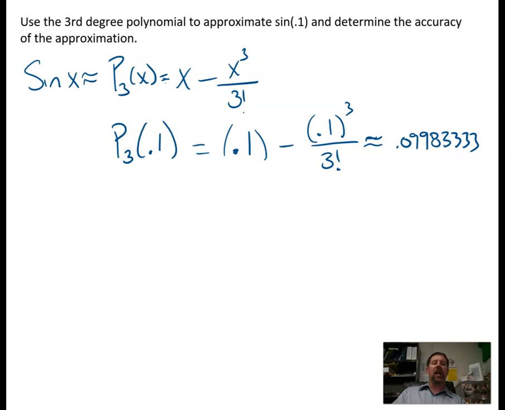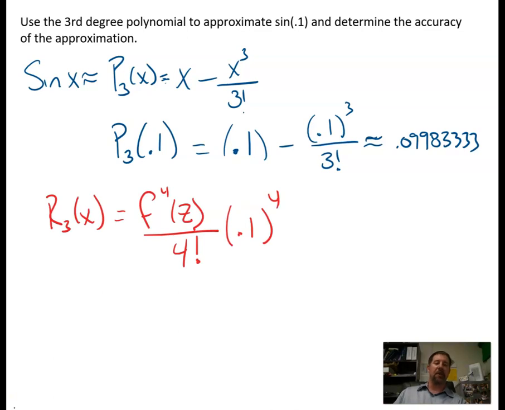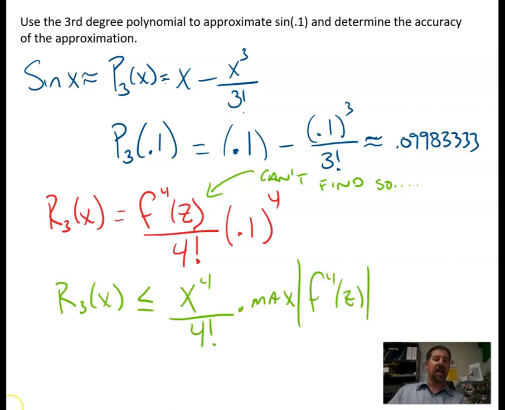Now the question just becomes, how accurate is that? Well, let's look at the remainder, that part that's left over. To find the remainder, you want to be thinking about the next neglected term. So I'm going to look at the fourth derivative at some value z, which again I don't know, times 0.1 to the fourth, because that's my x, over 4 factorial. But again, I don't know this part right here, and that's where we get stuck. Because we can't find that piece, we're going to look at the modified version, where I have all the same pieces, just in a different order.